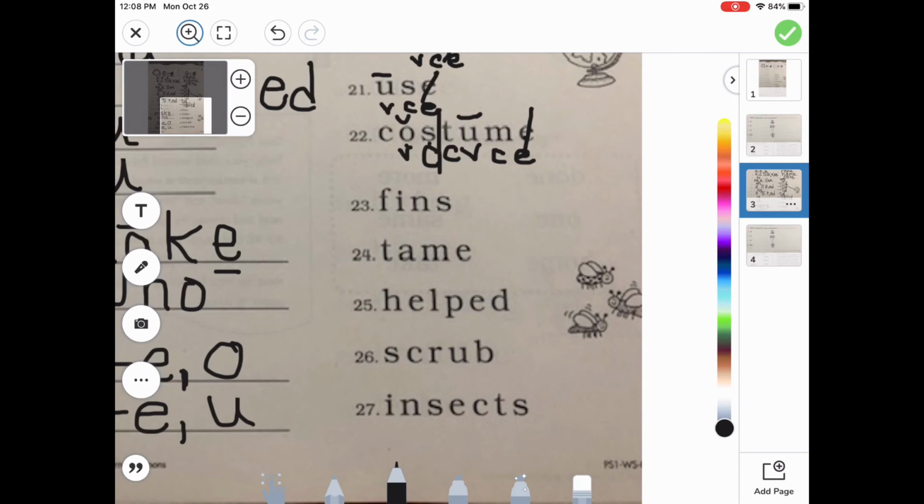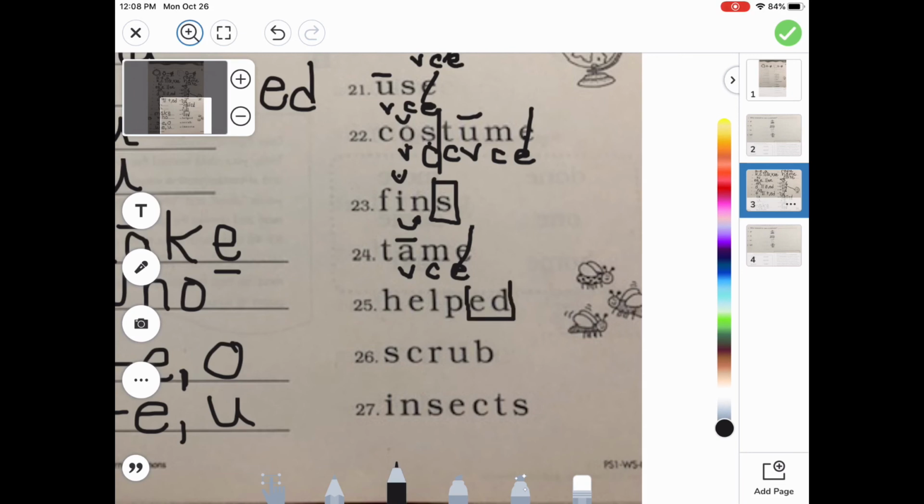All right, on the next one, let's look. What do you notice about 23? Well, it's got that S as a suffix, so I'm going to box it off. Then it's got an I in front of an N, so it's going to be short. N. Fin, very good, and then the S, fins. Okay, on the next one, what do you notice? Well, my vowel is A, but then I've got consonant E. So the A is going to be long, and the E is going to be silent. So now I have t, aim, tame. So fins and tame.